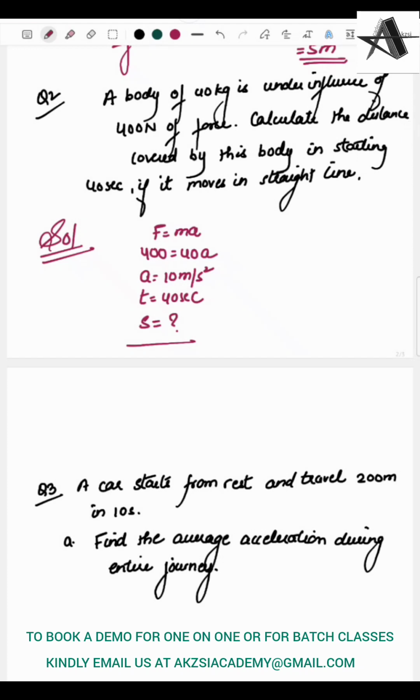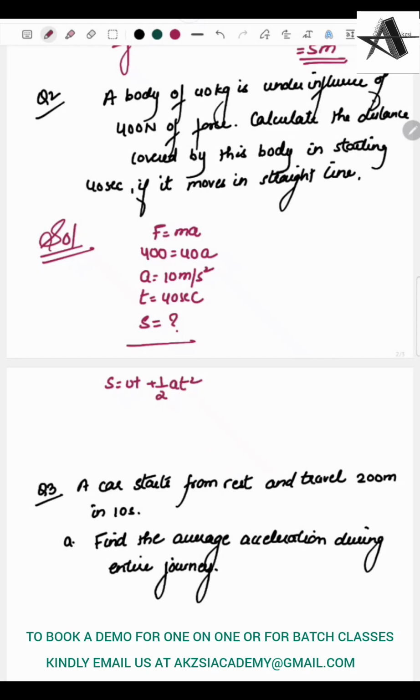Out of the three equations of motion, we have only two equations which contain displacement or distance, s, in it, and of those two, one has time and one doesn't have time. So obviously we'll pick the one which has time. That is your second equation of motion, which is s equals ut plus half at squared.